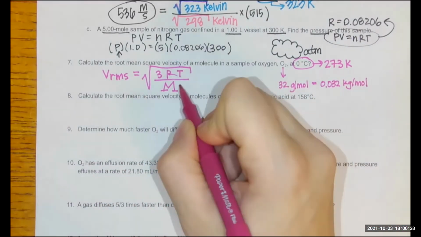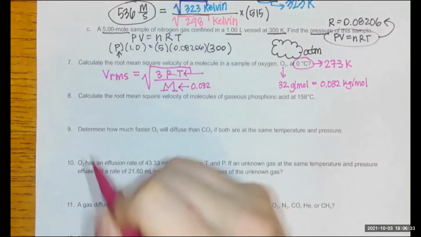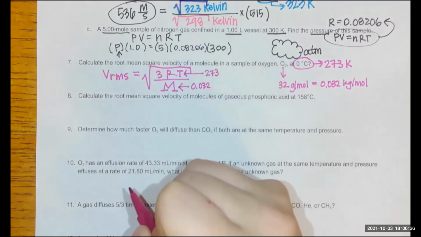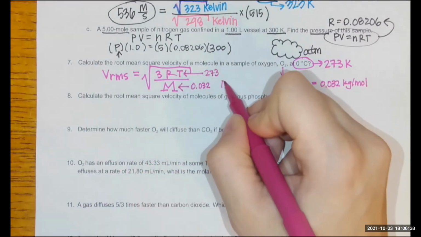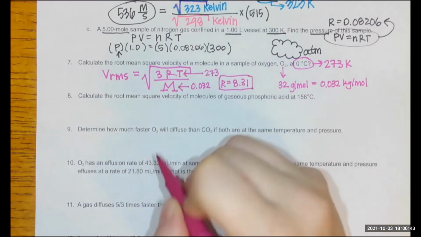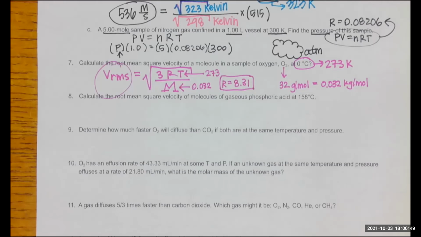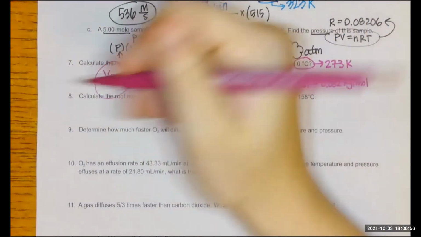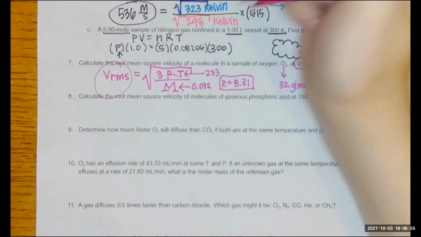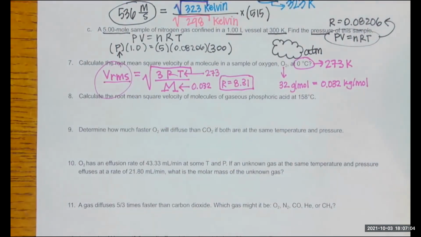So I'm going to plug that in here. Plugging in 273. The R value is 8.31. Plug that into your calculator to get the root mean squared velocity. I think it's like 450 something, but I don't remember. So there's the root mean squared velocity.